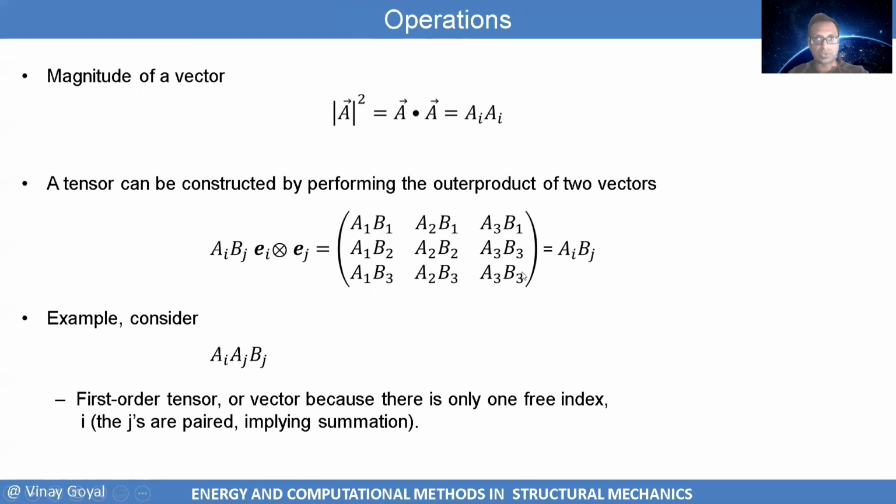And so the components will look like this. Consider that you have A_i, B_j. In this example, since i and j are not repeated, this is a second order tensor as well.